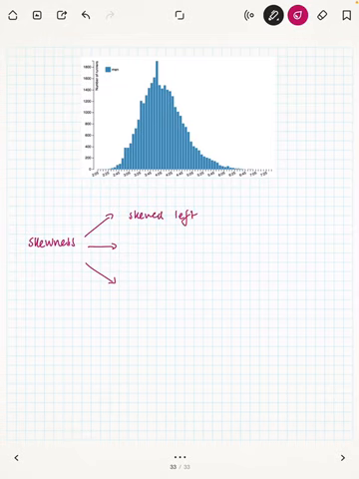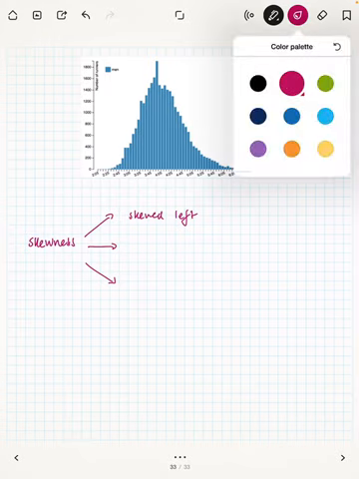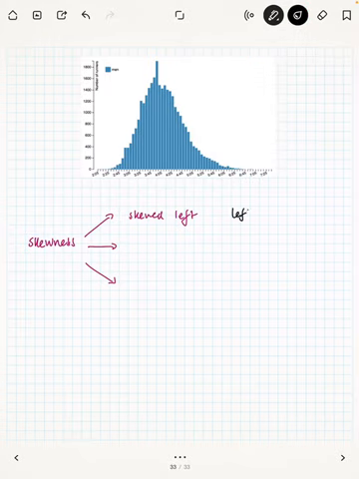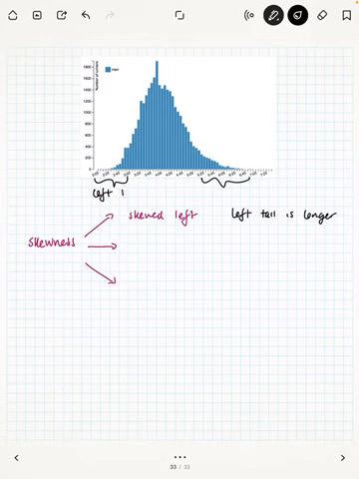So skewed left is when, if you look at the histogram or the dot plot, then the left tail is longer. And when I say tail, if you think about this distribution, there's fewer, the frequencies on the edges are much lower than in the middle. So these would be the tails. This is like the left tail.